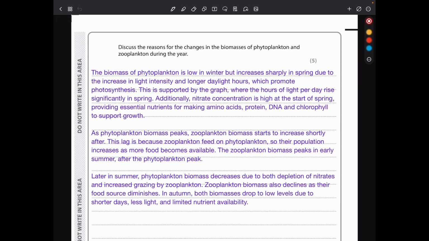So here they say discuss the reasons for the changes in the biomass of phytoplanktons and zooplanktons during the year. I've already explained this. The biomass of phytoplankton is low in winter but increases sharply in spring due to the increase in light intensity and longer daylight hours, which promote photosynthesis. This is supported by the graph where the hours of light per day rise significantly in spring. Additionally, nitrate concentration is high at the start of spring, providing essential nutrients for making amino acid, protein, DNA, chlorophyll, and so on.